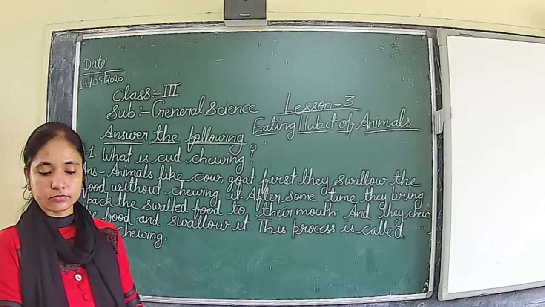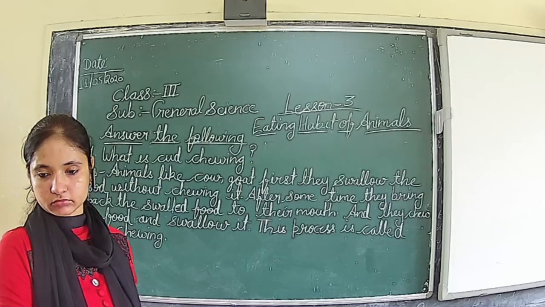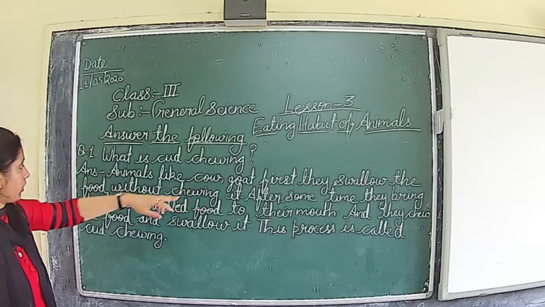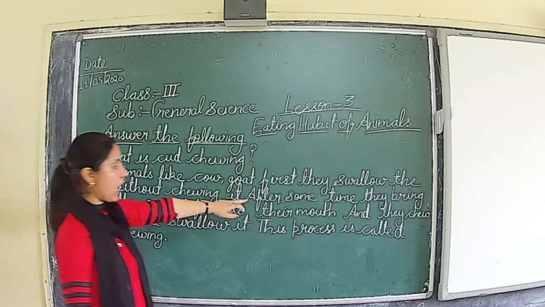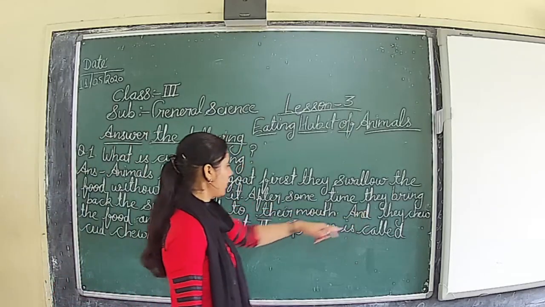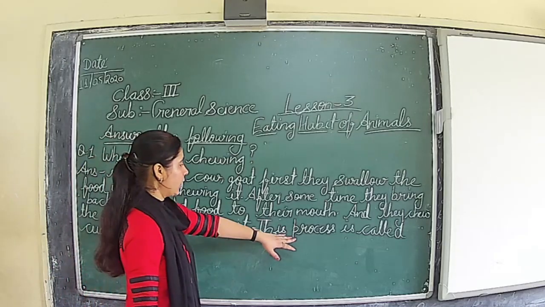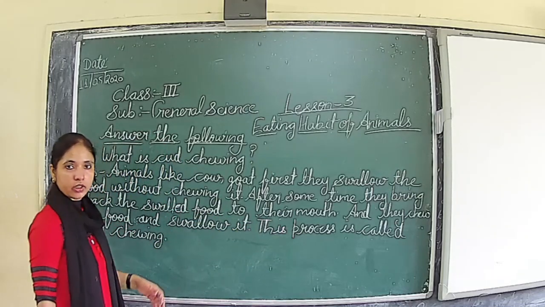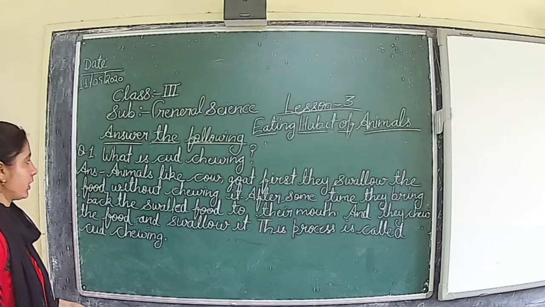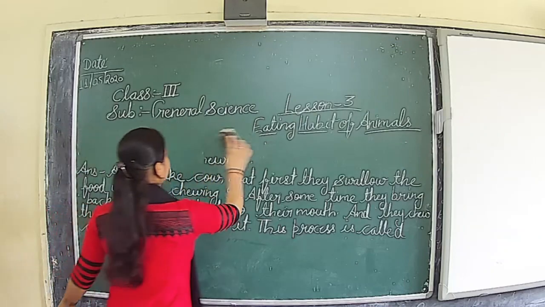Right. So what is cud chewing? In this we have seen animals like cow and goat. First they swallow the food without chewing it. After some time they bring back the swallowed food to their mouth, and they chew the food and swallow it. This process is called cud chewing. Okay, so you can note it down. Then we can go to the next question.